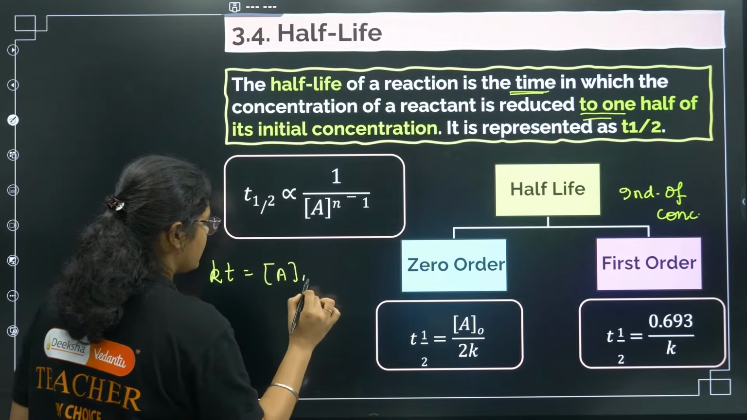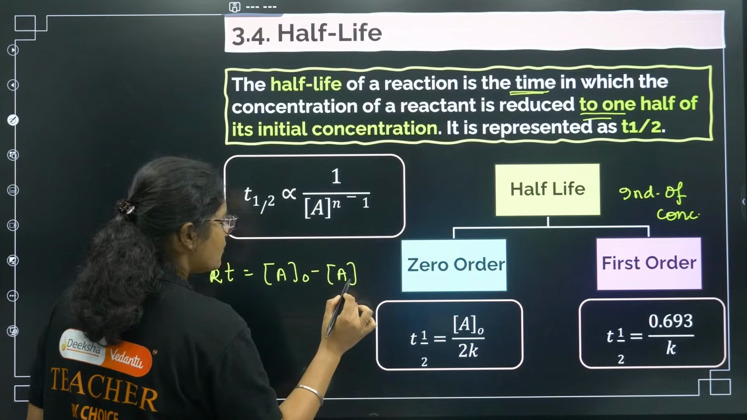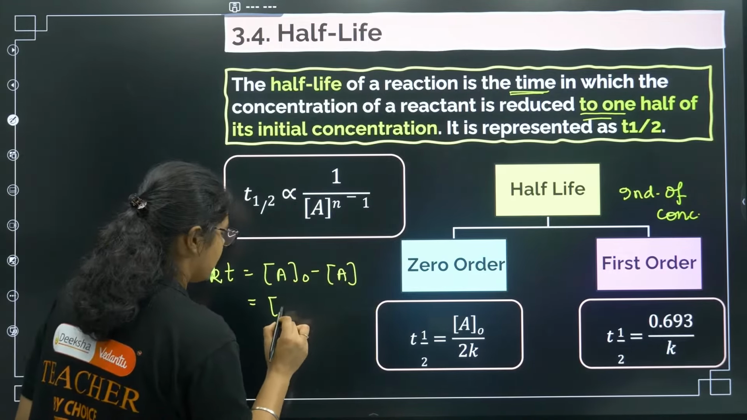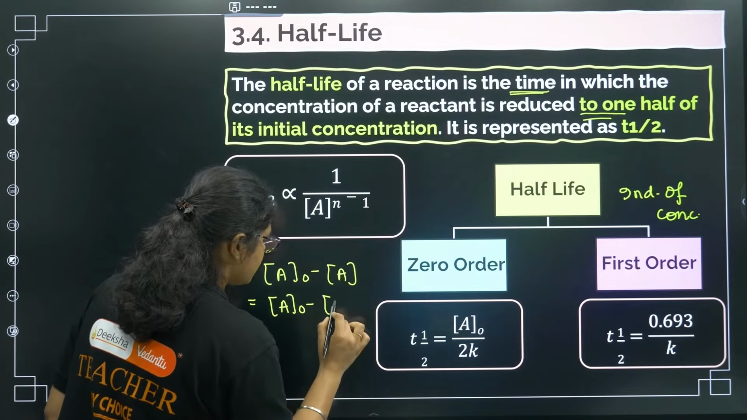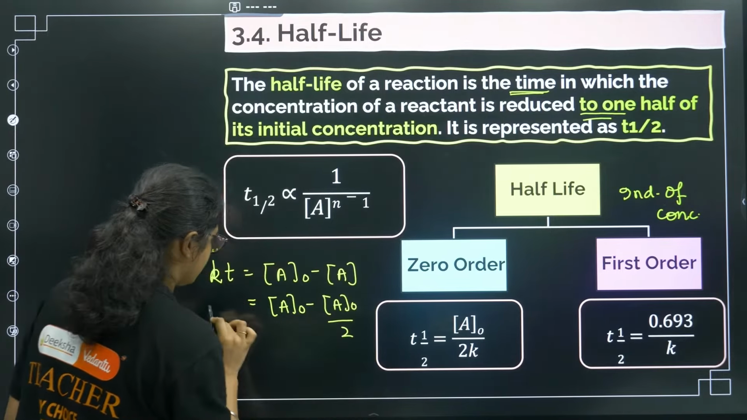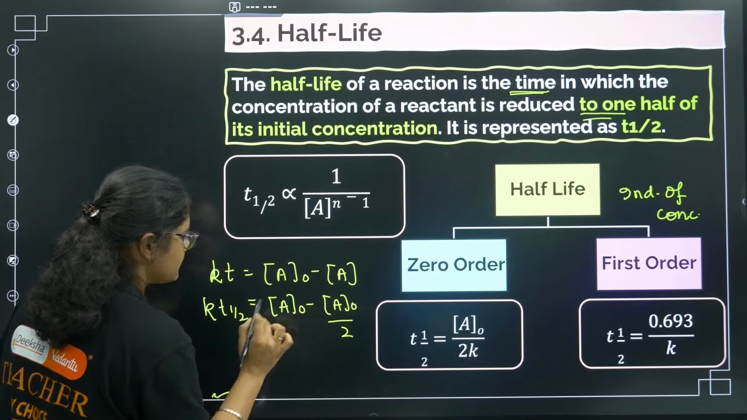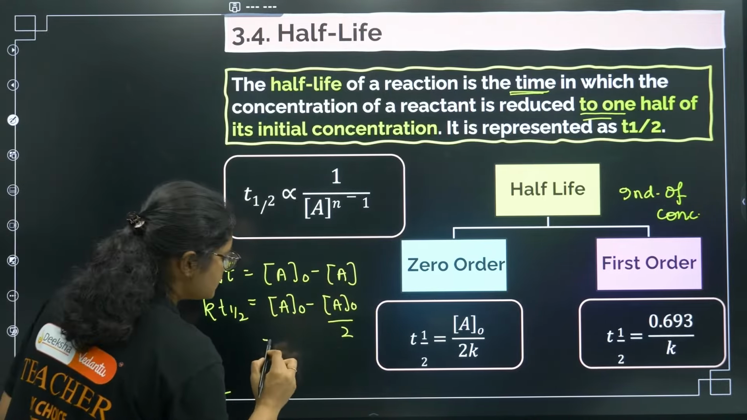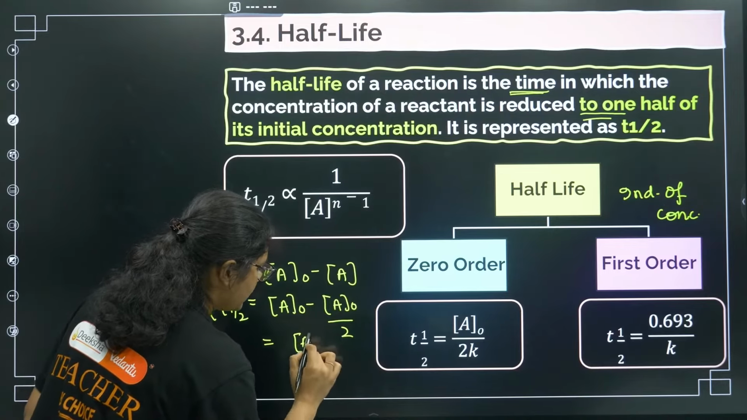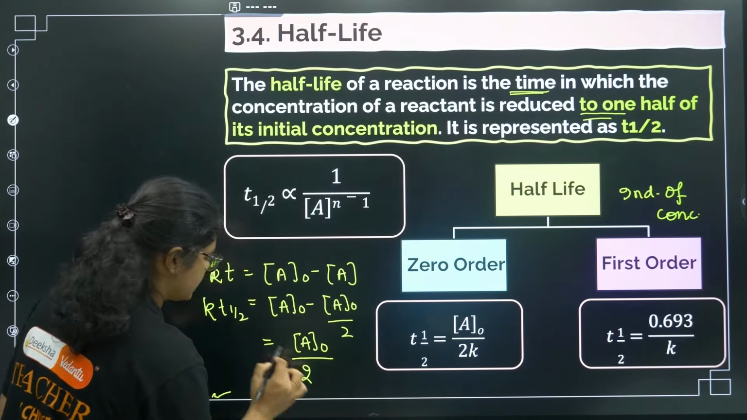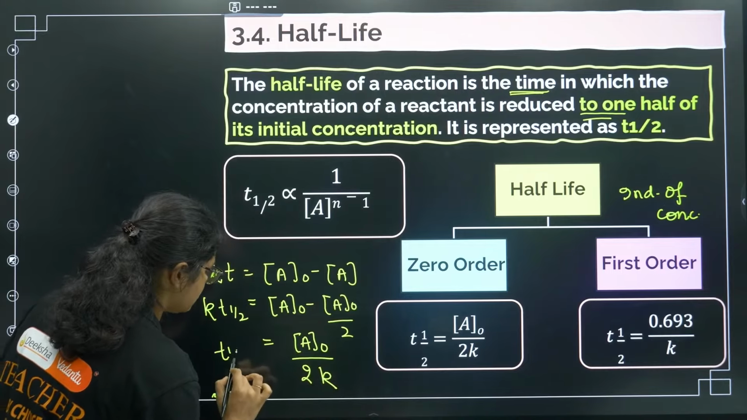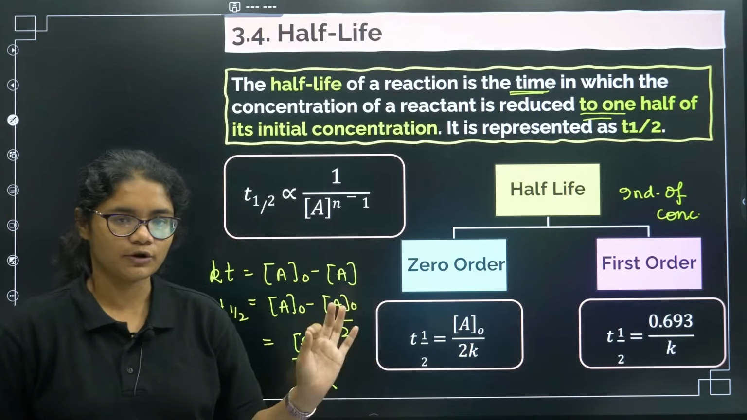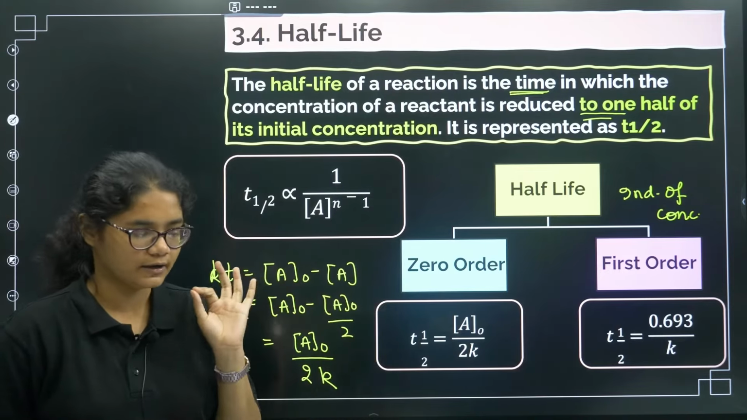KT is equal to A naught minus A, right? Now what is this final concentration? That is half of the initial concentration, so I can write A naught minus A naught by 2. We are calculating the time interval in which the final concentration is half of the initial concentration, so I can substitute like this. If I solve this, I'll get A naught by 2, and this K I'll multiply this side, that is equal to T half, right? In the same way you can calculate for first order also, as the integrated rate law is there.